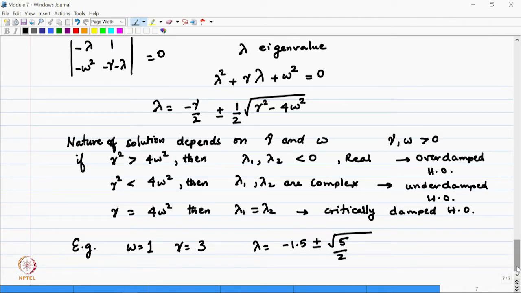If I want, I can take the 2 inside and write the square root of 1.25. The square root of 1.25 is approximately 1.1. So, I can say lambda 1 is approximately equal to minus 2.6 and lambda 2 is approximately equal to minus 0.4, since plus 1.1 is approximately 1.1. Then you have these two eigenvalues.